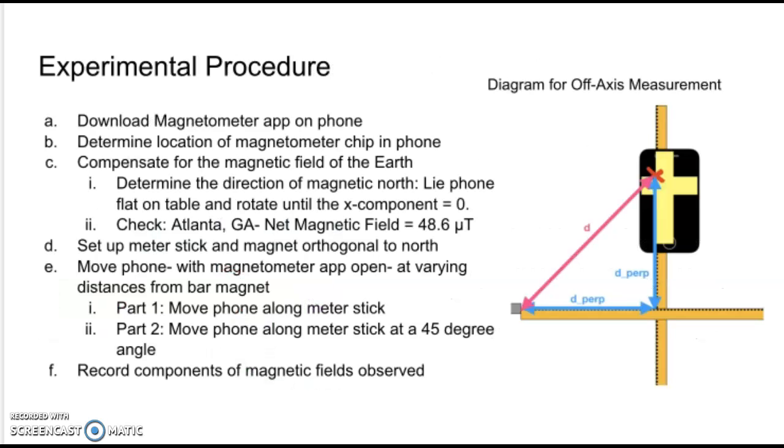So the experimental procedure, the main tool was the magnetometer app on your phone. You needed to determine the location of the magnetometer chip in the phone in order to compensate for the magnetic field of the Earth, basically determining the direction of magnetic north. My location is Atlanta, Georgia, which allowed me to know what I expected the net magnetic field to be. So you set up the meter stick and magnet orthogonal to this magnetic north to basically compensate for it. Then you move your phone with the magnetometer app open at varying distances from the bar magnet. This allows you to measure an on-axis and an off-axis magnetic field, and you record these components.